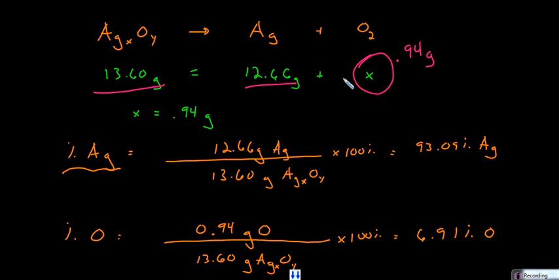And so to find the percent oxygen within the compound, you put the mass of oxygen over the entire mass of the compound, multiplied by 100%. So you get 6.91%. And your percent silver was 93.09%.